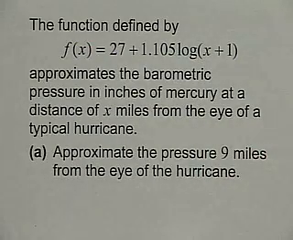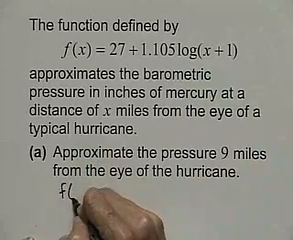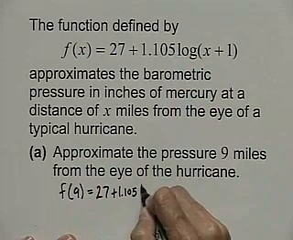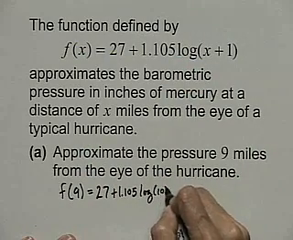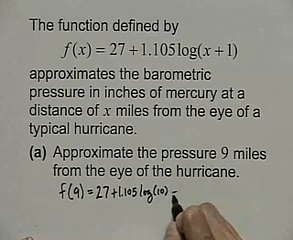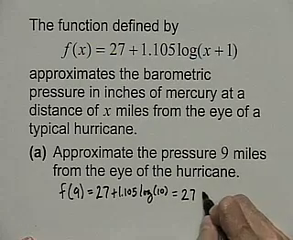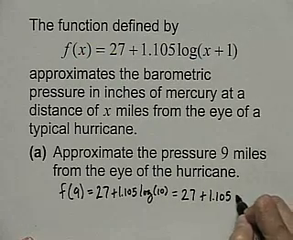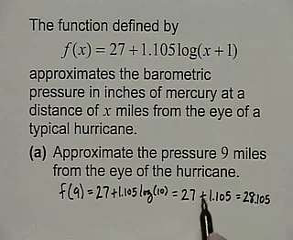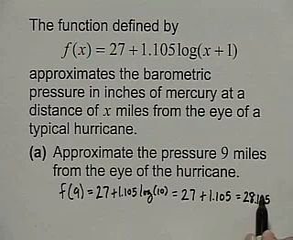The first thing we want to do with this model is approximate the pressure 9 miles from the eye of a hurricane. We're going to take the function and evaluate it at 9. So we'll find 27 plus 1.105 log of 10. You may use your calculator if you like, but log base 10 of 10 is 1, and so this is going to be 27 plus 1.105, which is 28.105. And so this is the barometric pressure in inches of mercury 9 miles from the eye of a hurricane.